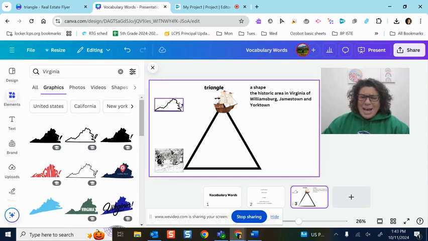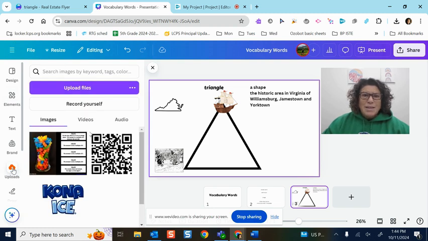But then I started adding in the three places. So now I've got my triangle. I've got something historic that has to do with people walking, something with the boat. I'm missing one. And I want to be able to explain what it is when I learn it. So to do that, I'm going to go over here on the left side of the screen and I'm going to click on Uploads. When I go to Uploads, I click on Record Yourself.